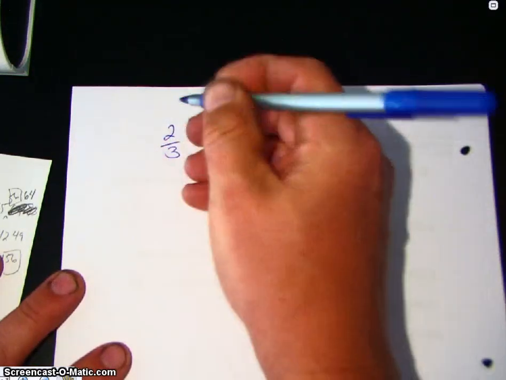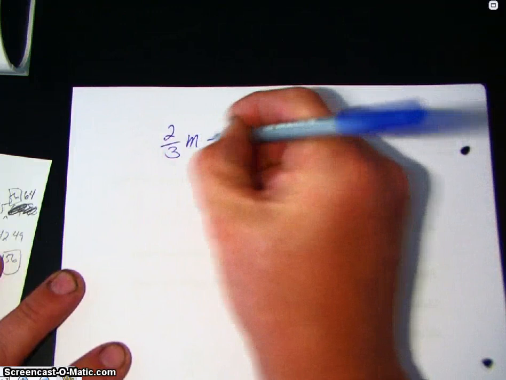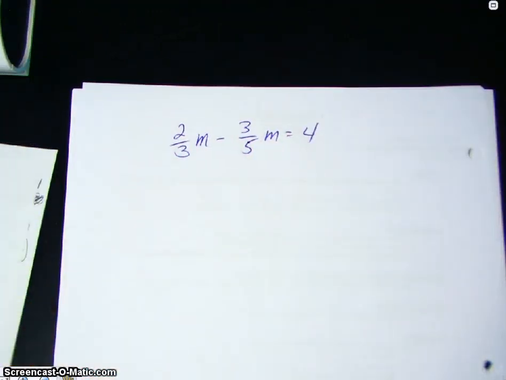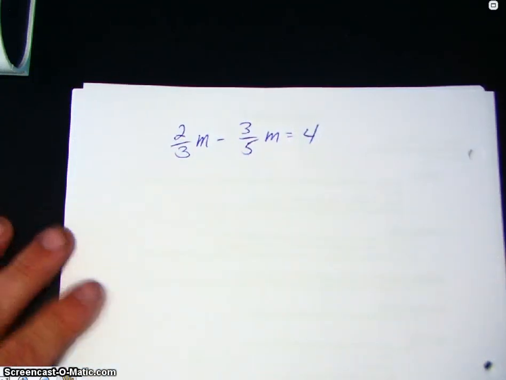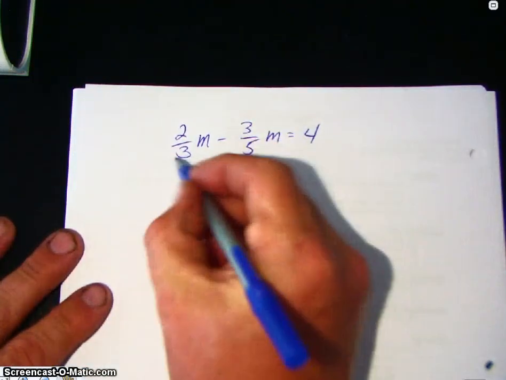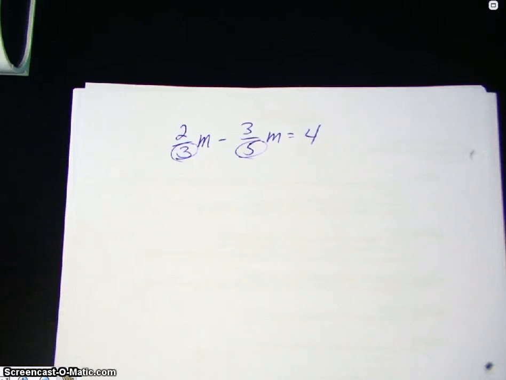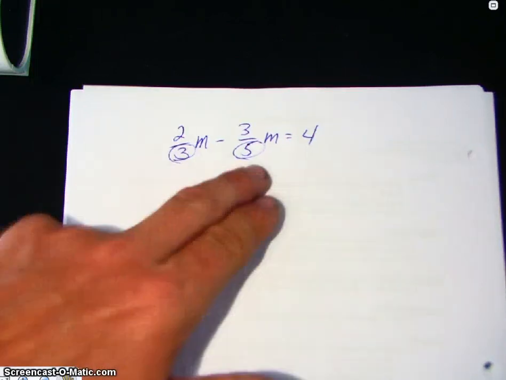Let's say we have 2/3 m minus 3/5 m is equal to 4. These are my denominators. So of those 3 and 5, what number can 3 and 5 go into? In other words, what number is divisible evenly by 3 and 5? And that would be 15.